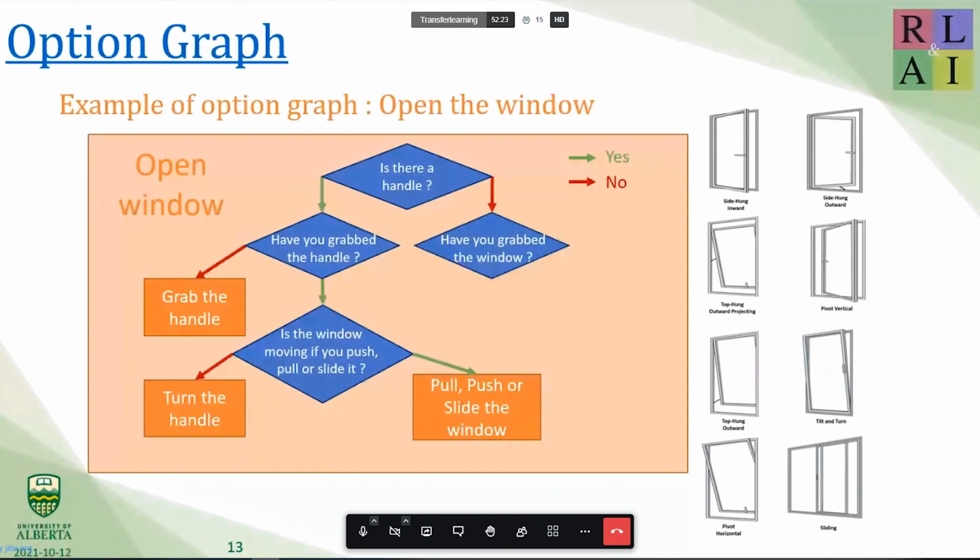If there was no handle, well, try to grab the window anyway with whatever grip you can have. And if you have not grabbed the window, do it. And if you have grabbed the window, pull or push or slide the window. It can be a bit strange to think in that graph, but if you think about it, the way that you would have explained it in words can always be graphed in some way. Try it as an exercise, or if you do not succeed, tell me, I'm interested.